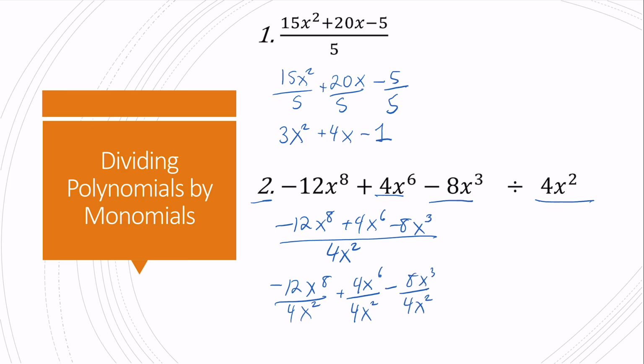Negative 12 divided by 4 becomes a negative 3. X to the 8th over x squared becomes x to the 6th. 4 divided by 4 is a 1. X to the 6th divided by x squared becomes x to the 4th. Minus 8 divided by 4, that's going to give me a 2. X cubed over x squared gives me an x. And then I always check to see if I can combine like terms. But in these examples, I cannot.